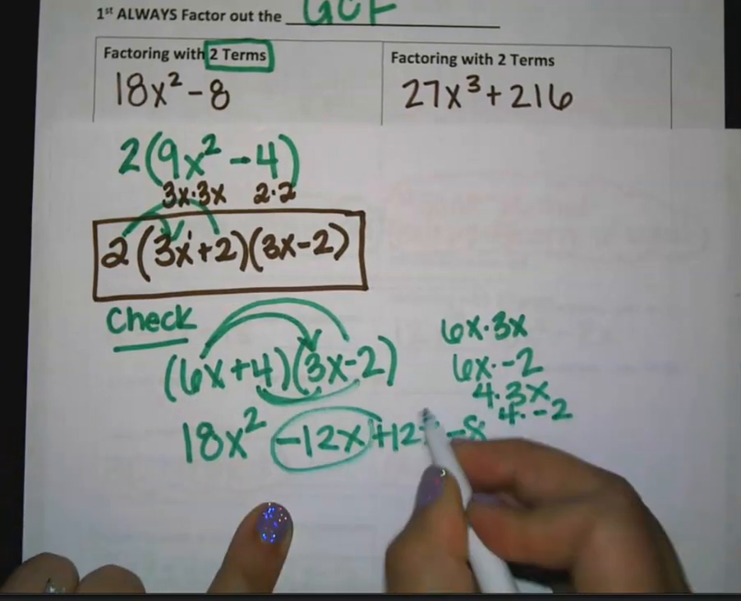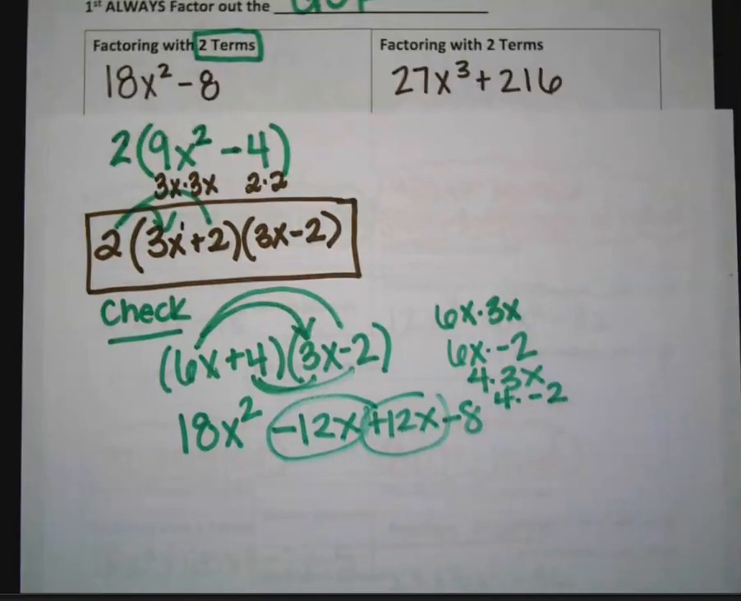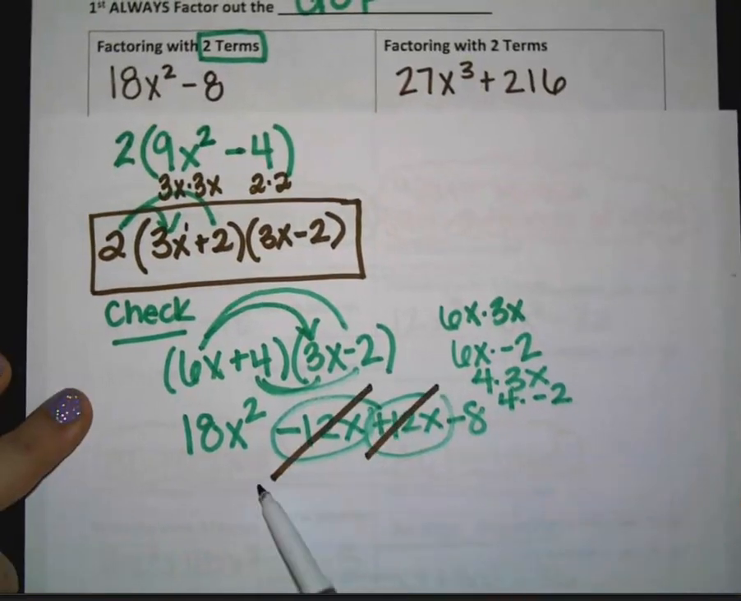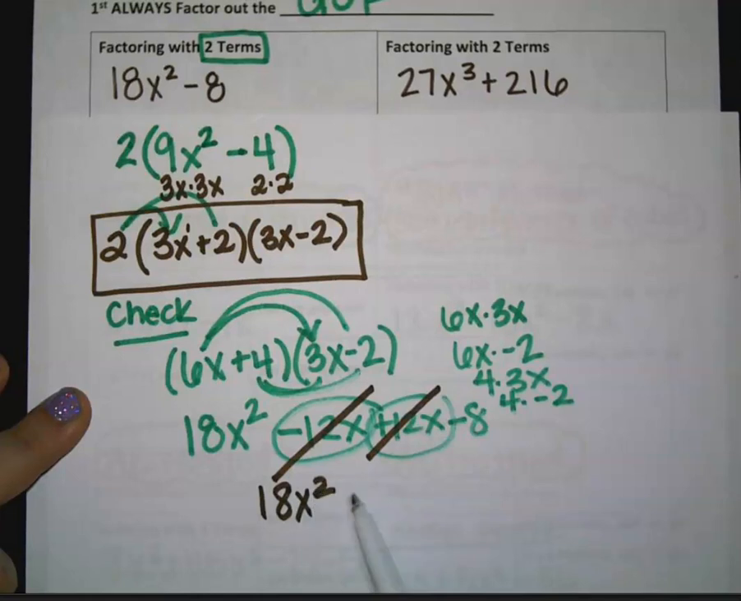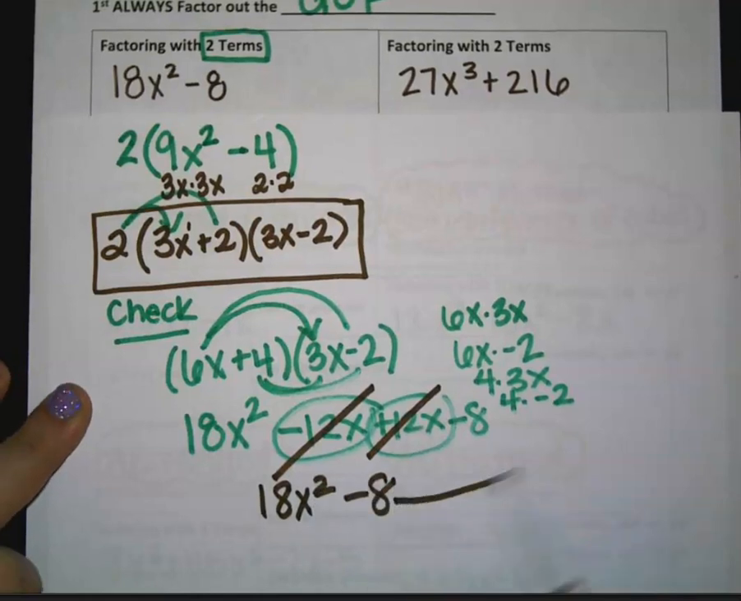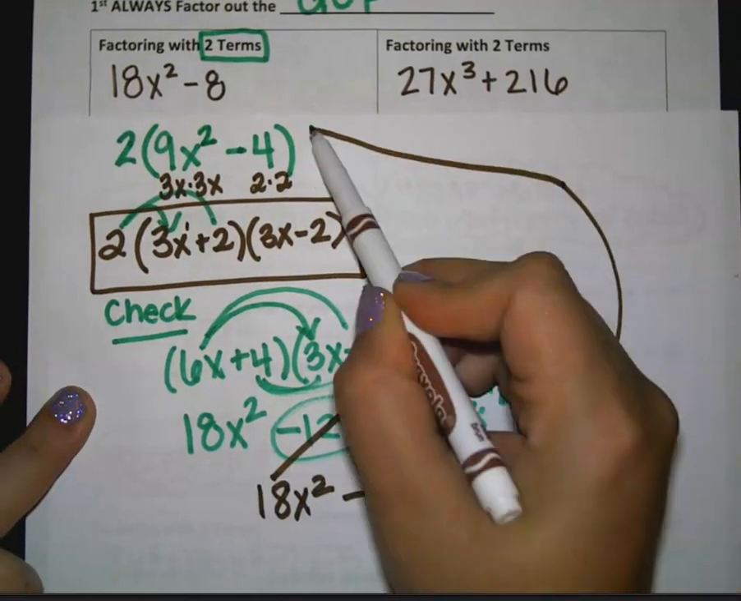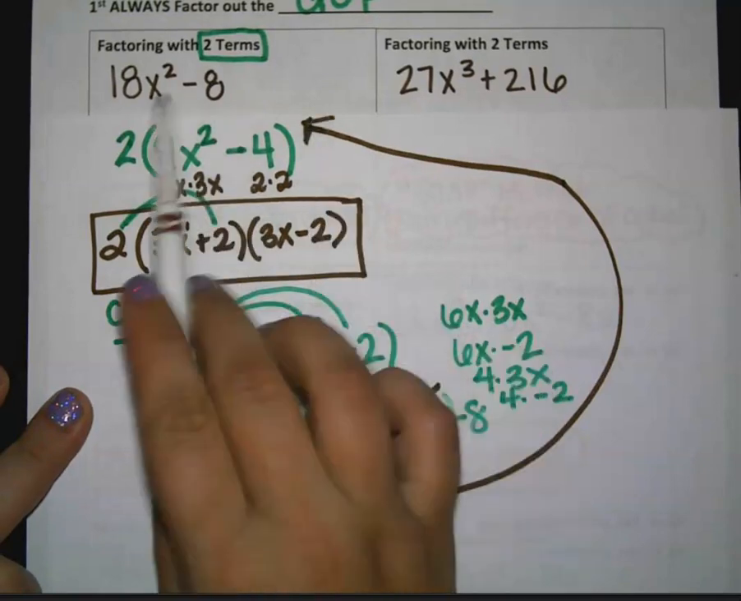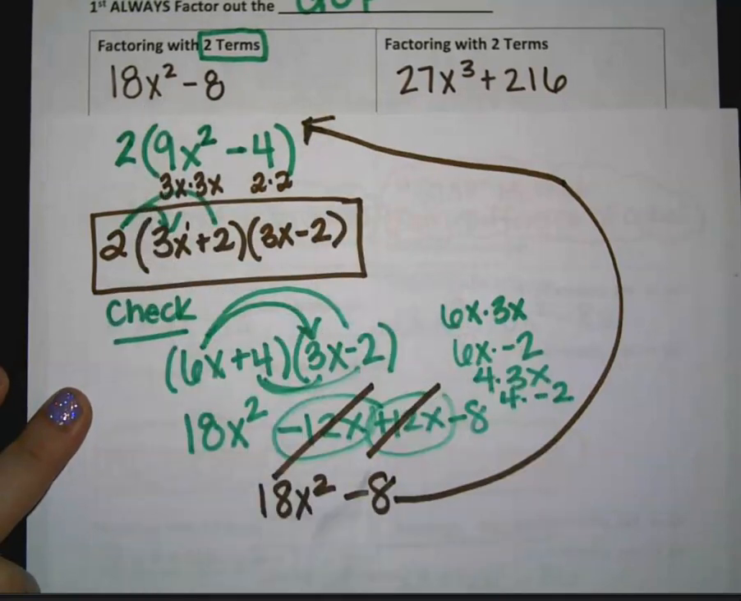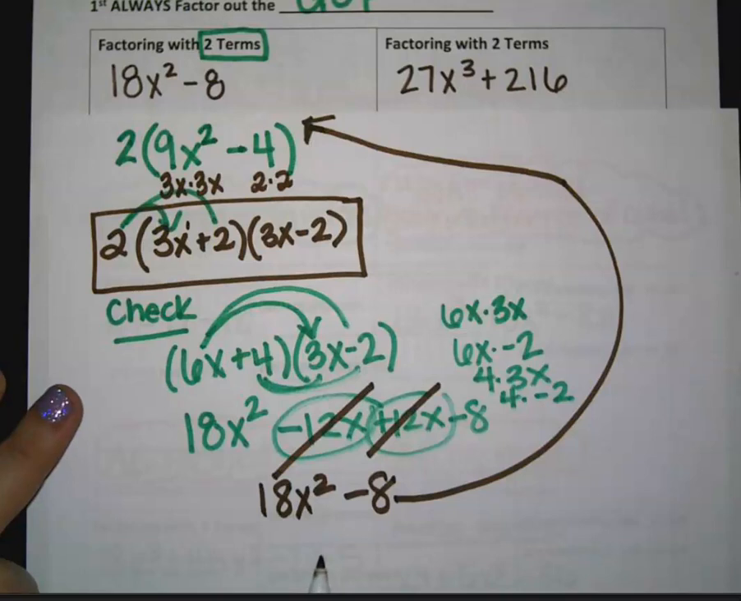And then we combine the like terms, and this makes 0, and we are left with 18x squared minus 8, and that is exactly what we started with here. That's how we check that we factored it correctly.